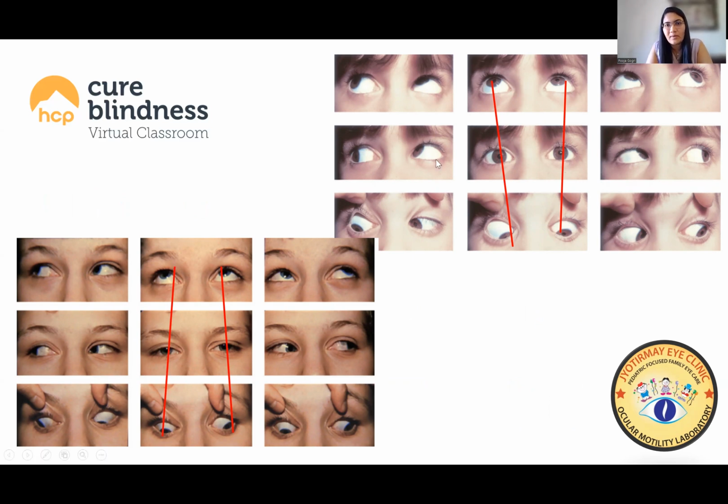We also see that when the patient is adducting, the left eye is over elevating in adduction. Here, the right eye is again over elevating in adduction. And over here we see that the left eye is over depressing in adduction. And again, the right eye is over depressing in adduction.